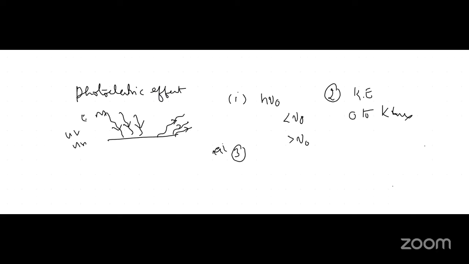So these are some points observed with the help of this photoelectric effect. Mainly, one is the effect of the intensity of light. That means if you increase the intensity of light, automatically the current coming out, that is the number of photoelectrons coming out, will increase. That means the photoelectric current is directly proportional to the intensity of incident light.